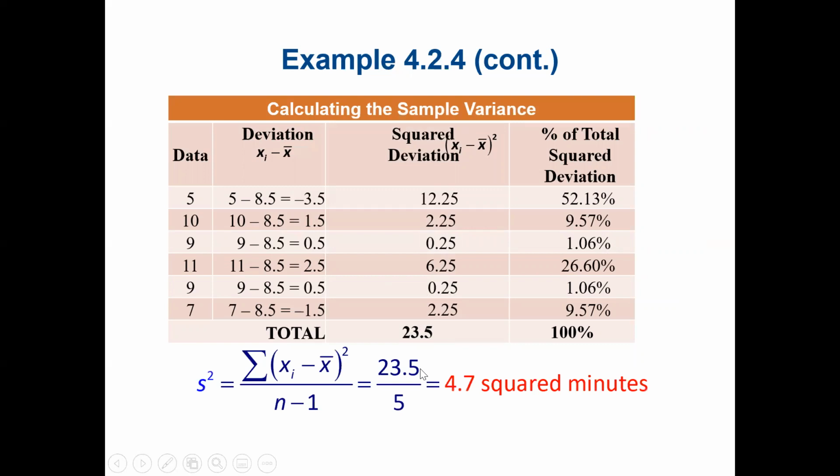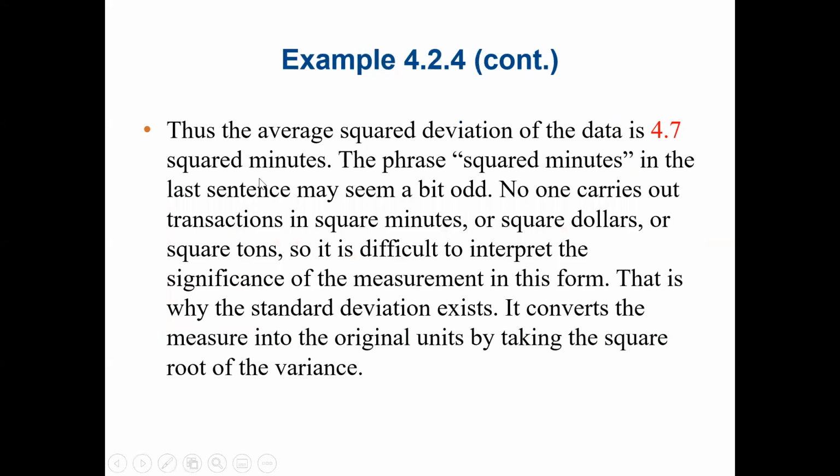Then we divide by the sample size minus 1. So here the sample size is 6. We divide by 5. So our variance will give us 4.7 square minutes. Now we say here that the average squared deviation of the data is 4.7 square minutes.